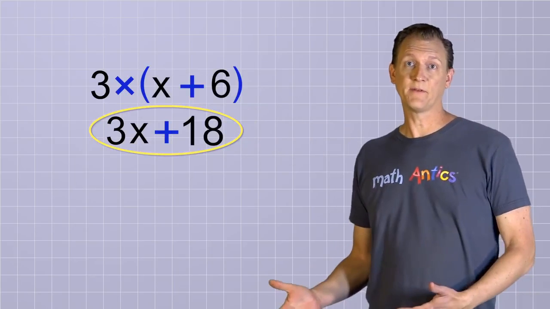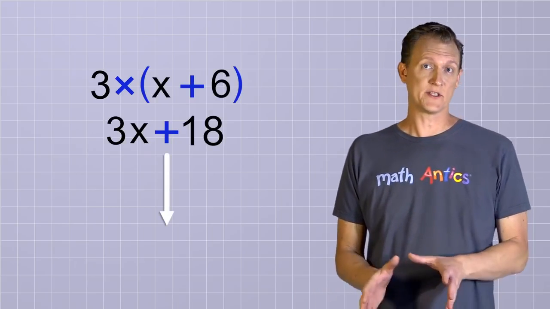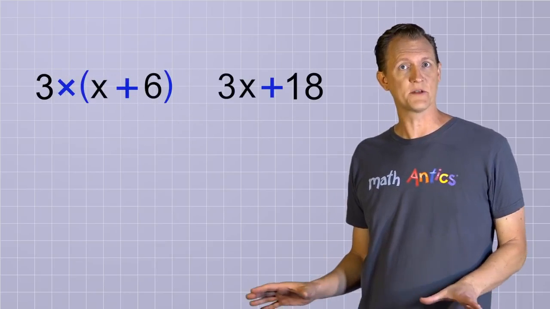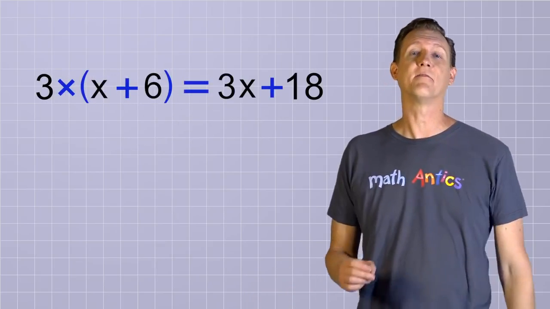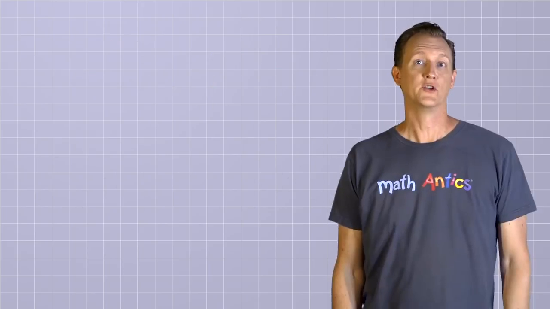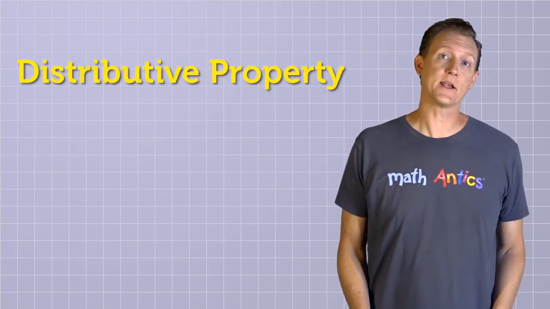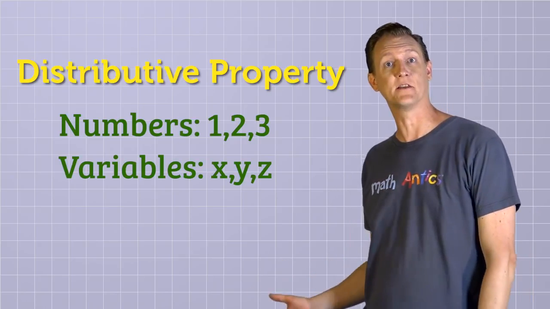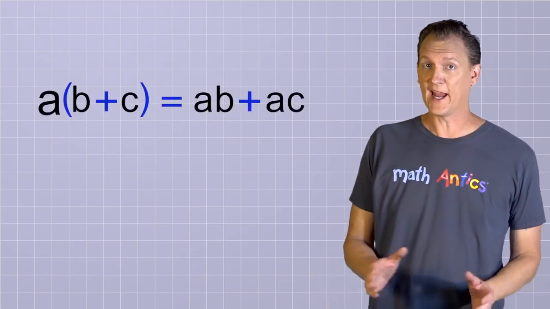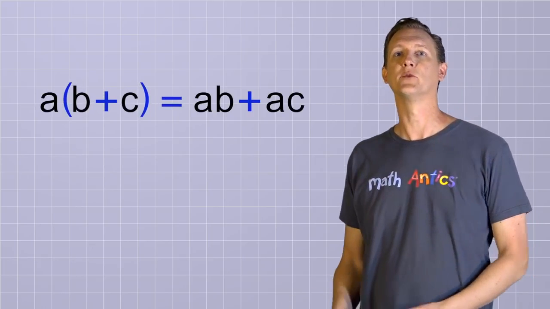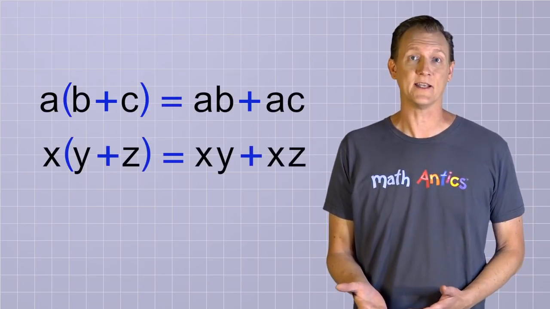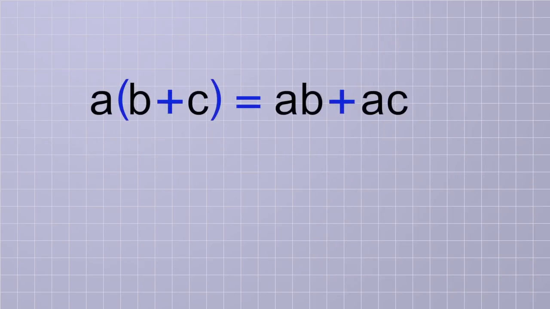And even though we can't simplify these expressions all the way down to a single numeric answer without knowing the value of x, we do know that these 2 forms of the expression are equivalent because they follow the distributive property. So the distributive property works exactly the same way whether you're working with numbers or variables. In fact, in algebra, you'll often see the distributive property shown like this: a times the group b plus c equals ab plus ac. Or you might see it with different letters like x, y, and z, but the pattern will be the same. This pattern is just telling you that these 2 forms are equivalent.